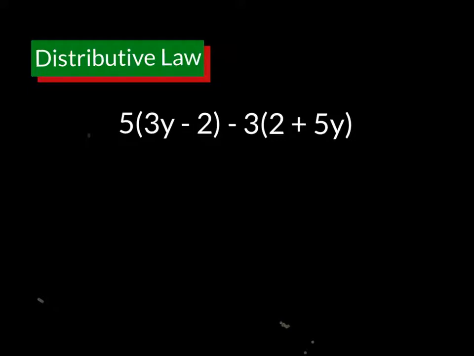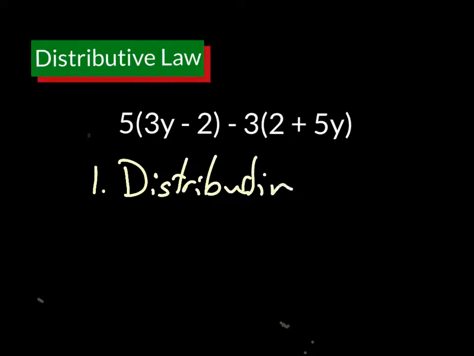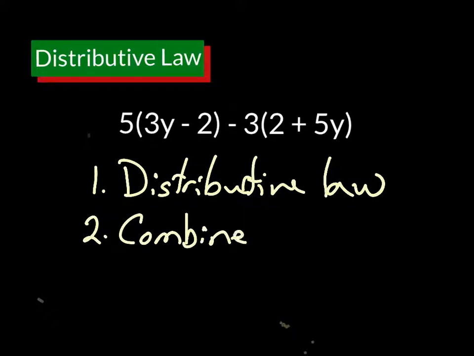To simplify expressions like this one, you're going to follow 2 steps. First, use the distributive property or law to get rid of the parentheses. And then you're going to combine like terms.